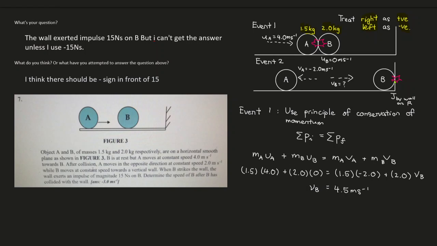Okay, later we will draw the direction. 15 newton seconds on B. Determine the speed of B after B has collided with the wall.